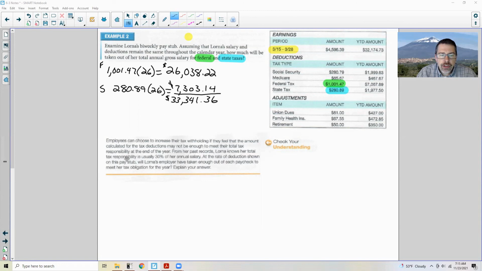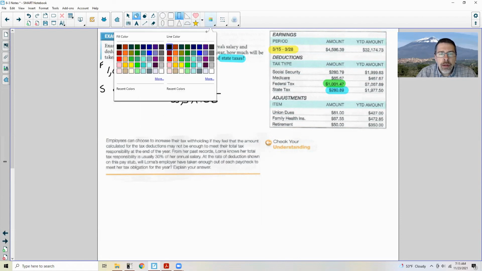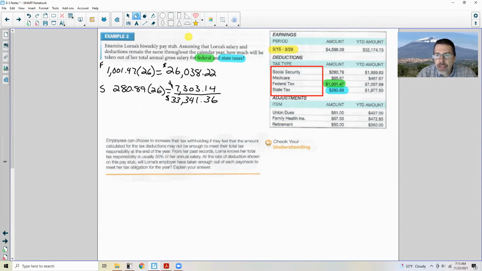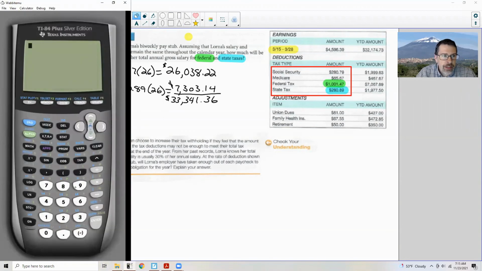At the rate of deduction shown on this stub, will Lorna's employer have taken enough out of each paycheck to meet her tax obligation for the year? So if we're going to talk about tax obligation, then we're probably talking about all the taxes, which is right here. Social Security, Medicare, federal are all taxes. So if I look at those four and go into my calculator and just enter these values, I could write these all down, but I'm just going to do it in my calculator for this problem.